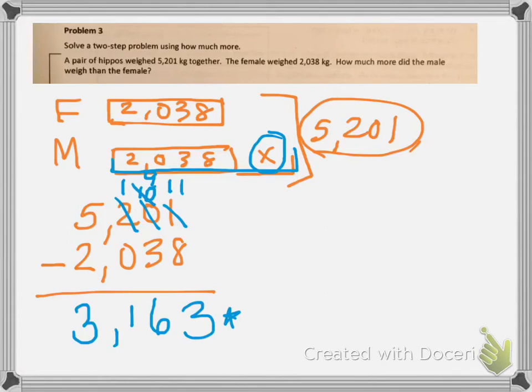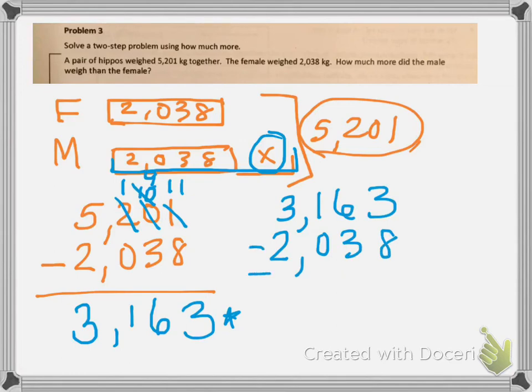So now we're going to come next door and we're going to do 3,163, which is the male. That's how much the male weighed. And then the female, we're going to take that away, 2,038. Okay. So now we have another subtraction problem to figure out this x, this difference.